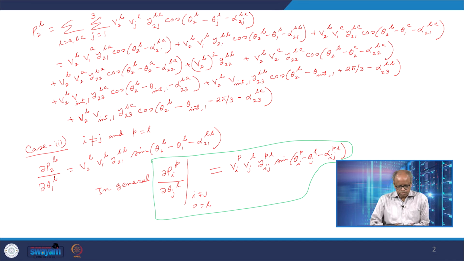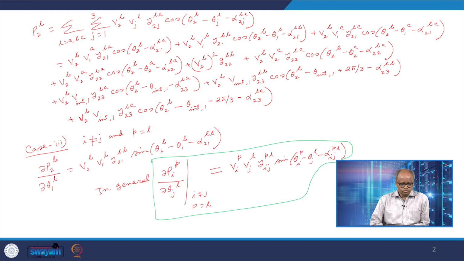Welcome to this lecture on modeling, analysis and estimation of three-phase unbalanced power network. In the last lecture, we finished the computation of the J1 matrix and basically showed the case 3 for I not equal to J and P equal to L, with the expression of P to B. And then we found out in general that this is the expression.